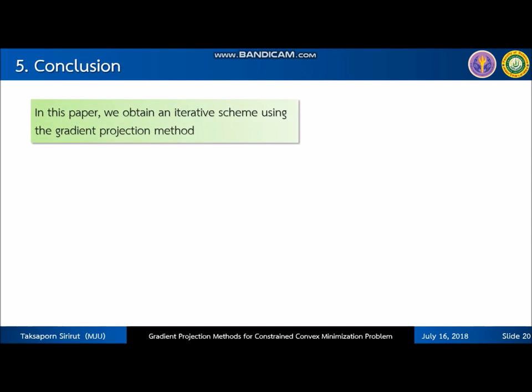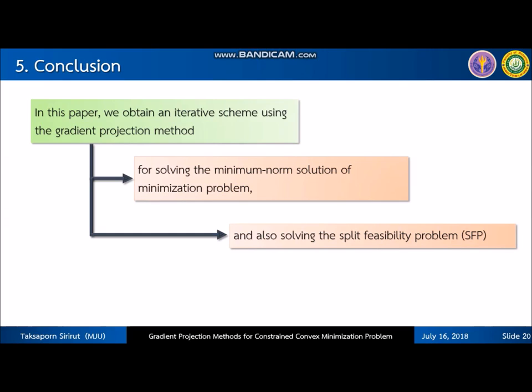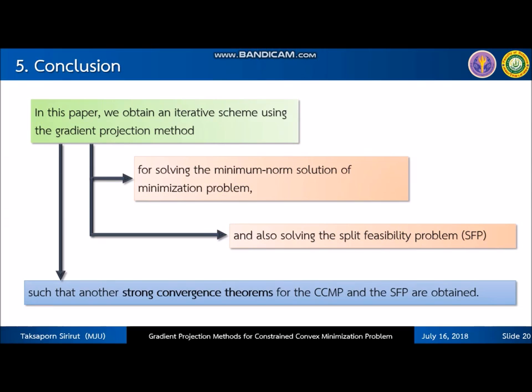And the last, the conclusion. In this paper, we obtained an iterative scheme using the gradient projection method for solving the minimum norm solution of the minimization problem and also solving the split feasibility problem, such that strong convergence theorems of the CCMP and the SFP are obtained.